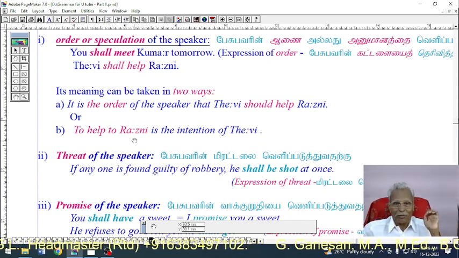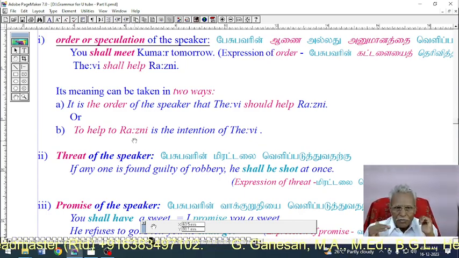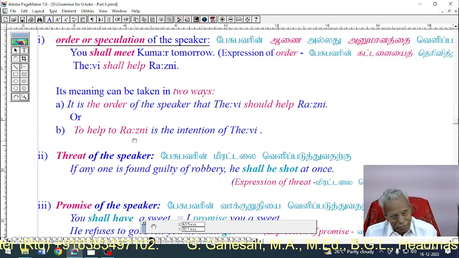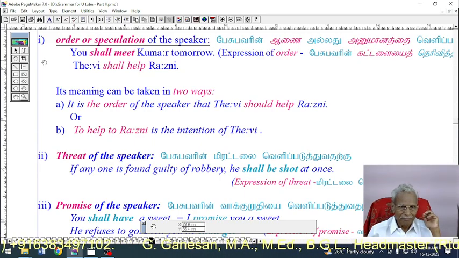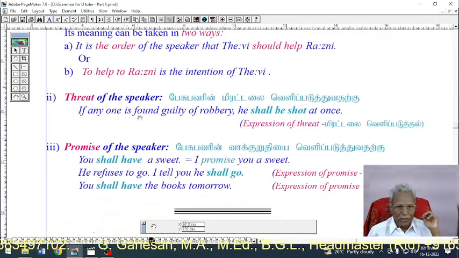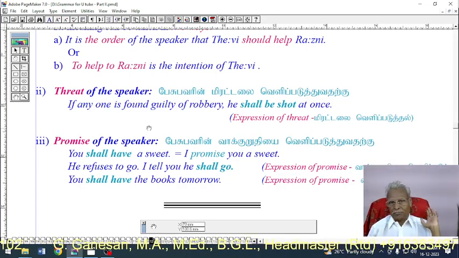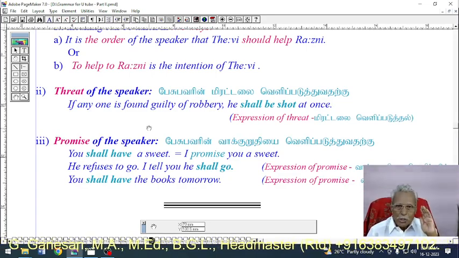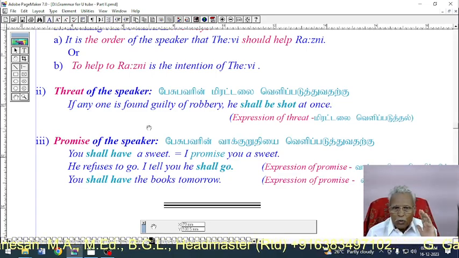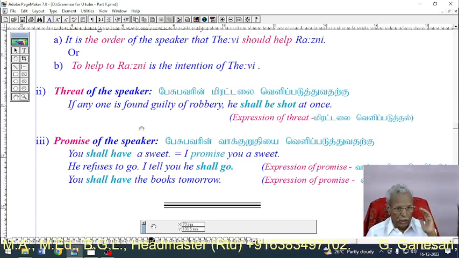Devi should help Rani. So the meaning, Devi shall help Rani, can be taken in two ways. Then the second use: threat of the speaker. To express the threat of the speaker, we can use shall.